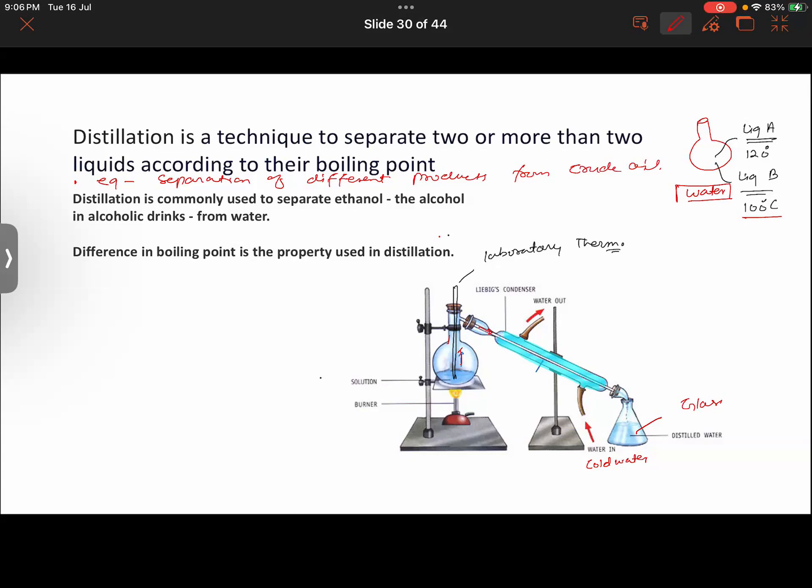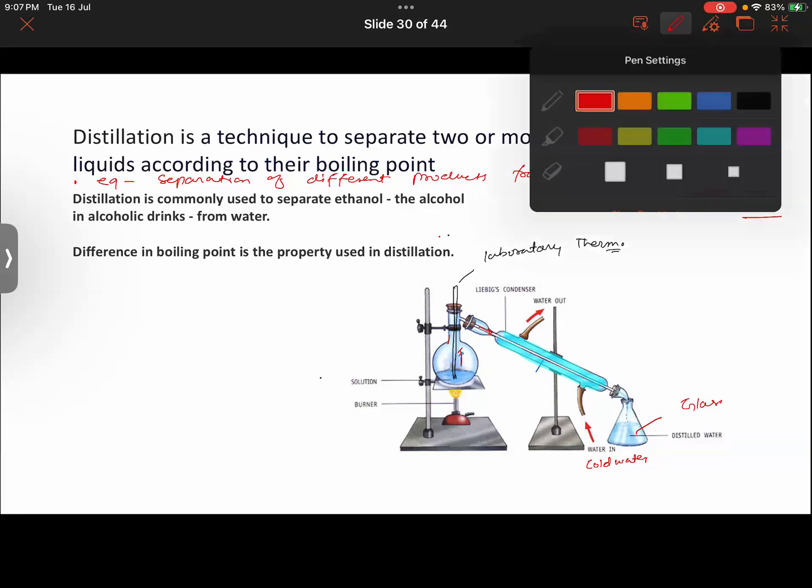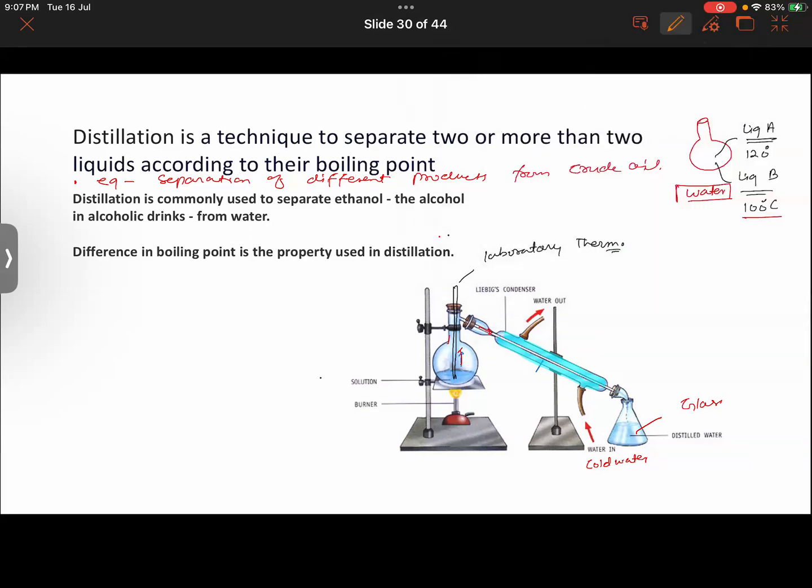Furthermore, I told you that distillation will be commonly used to separate alcohol from water. Sir, we need to write like distillation is commonly used to separate ethanol? No, I will be telling you what you have to write. First of all, write this definition. Give the topic distillation. Sir, I already wrote that. Very good.